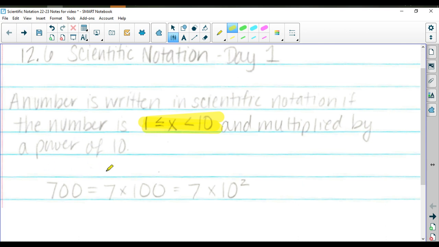So for example, this is just to show you an easy one. We start off with the number 700. 700 we could rewrite as 7 times 100, which brings us to right here, which means this number 7 is going to represent our number that's in between 1 and 10. And then we're going to multiply it by our power of 10. And 100 is actually 10 to the second power. So 7 times 10 to the second power is in scientific notation. This number that's written as 700 right here is in what we call standard form or standard notation.